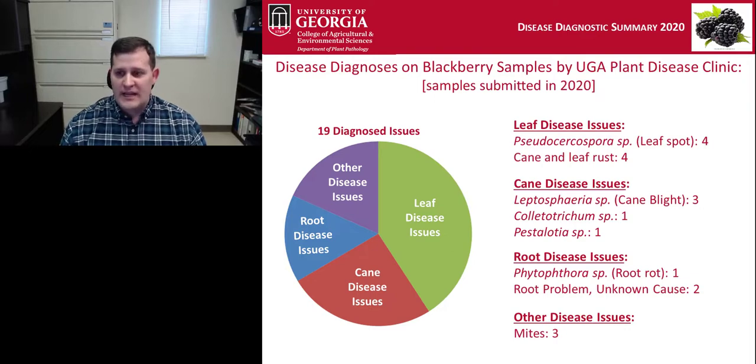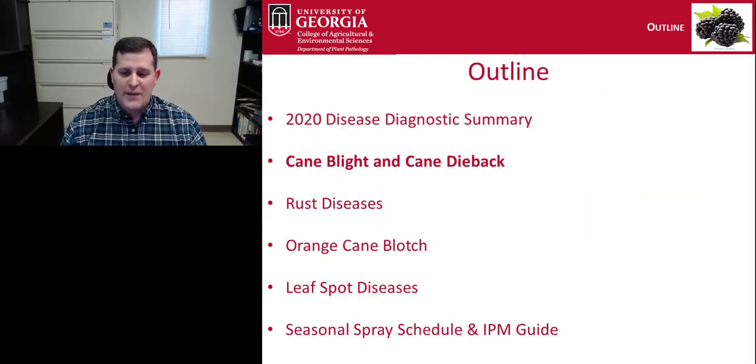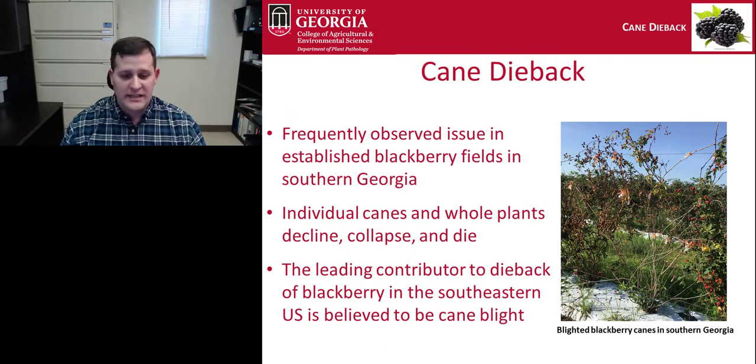So speaking of cane blight and cane dieback, it is a frequently observed issue affecting blackberry fields in southern Georgia, and individual canes and whole plants eventually decline, collapse, and die. And you can see this plant here where many of the leaves have already fallen off, and the plant will continue for a while trying to put up new primocanes, but these will eventually die in a similar way, and nearby plants will probably die as well. And the leading contributor to this dieback is believed to be cane blight in the southeast.